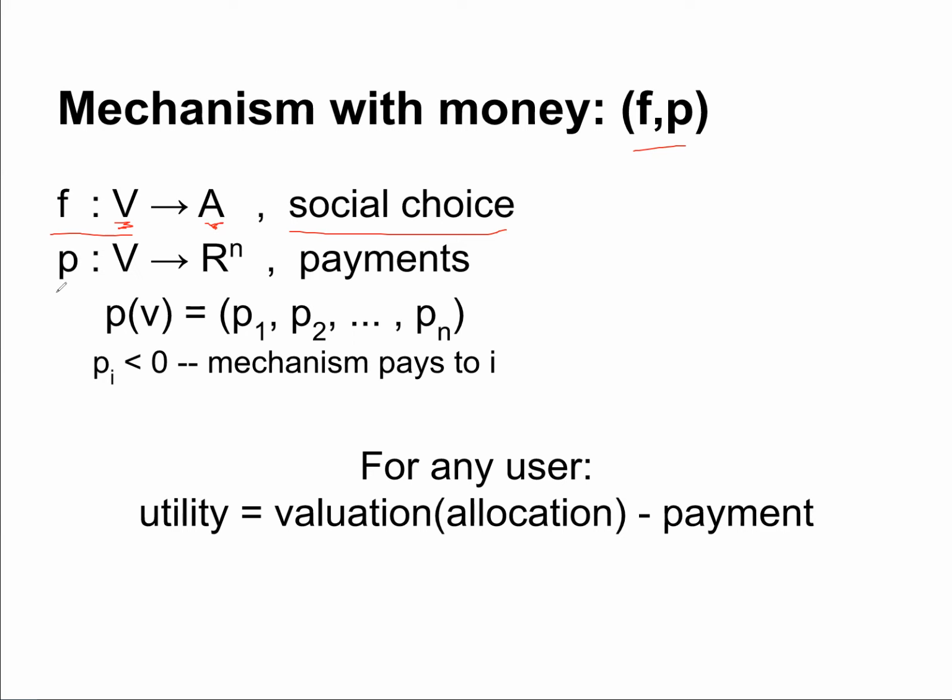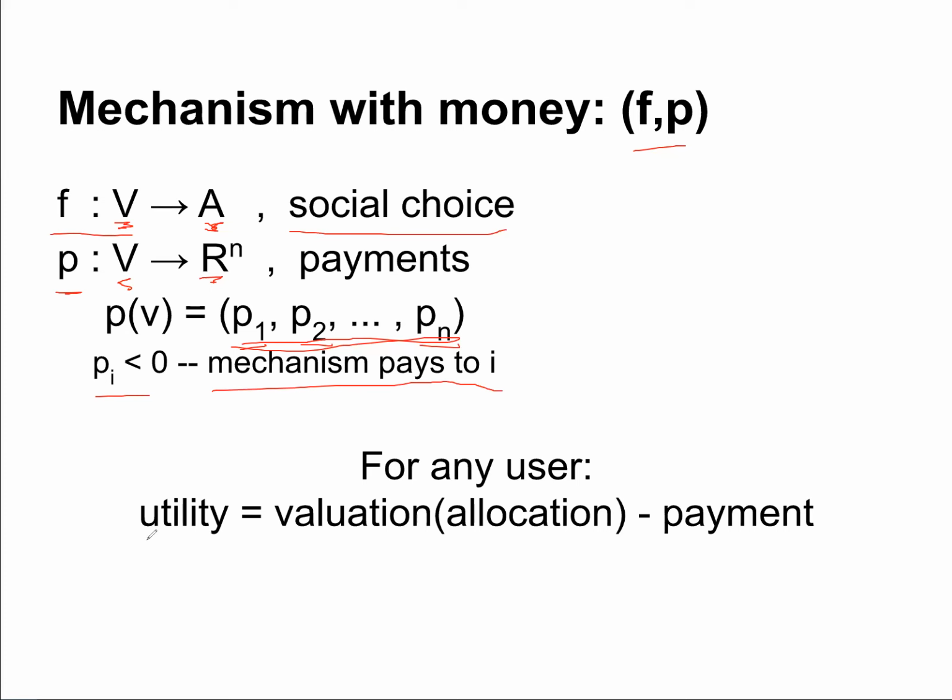But also we have another function called P for payments. Again, it looks at the users and decides for every user how much the user will have to pay. And this payment can be negative, meaning that maybe we will pay to a certain user. So the payments may go both ways. The users pay to the mechanism, and the mechanism may also pay or compensate some of the users for unfavorable allocation. Okay, so not only do we allocate the resources, we also enforce payments from the users.